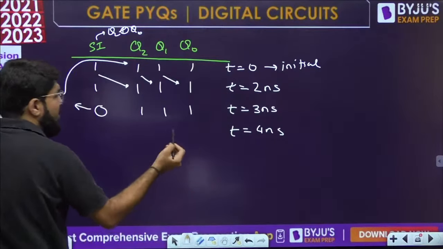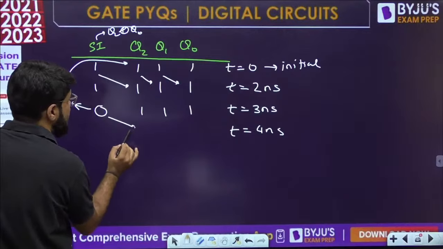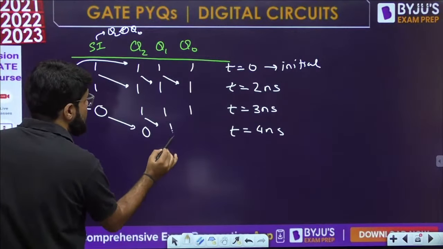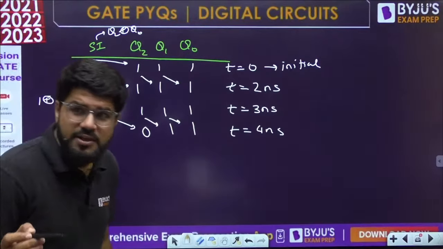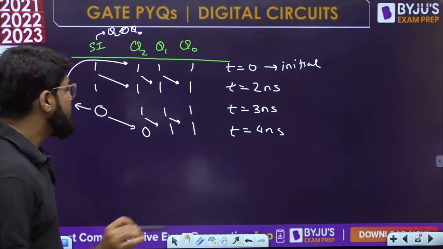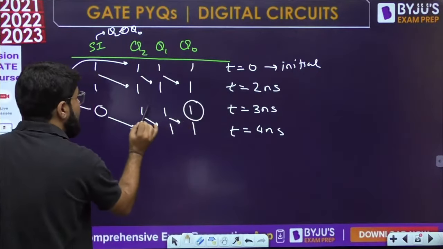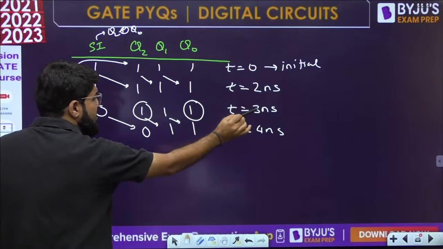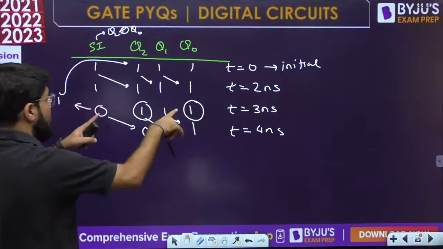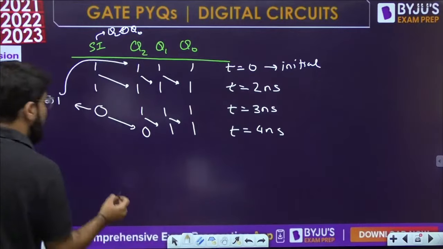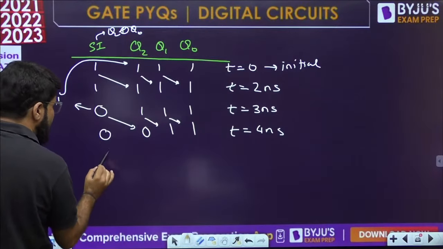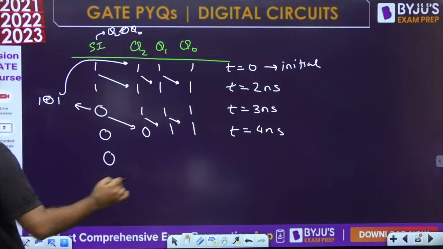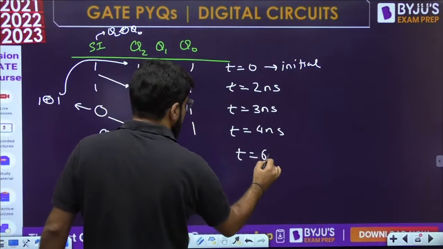So the register will update, and the register is nothing but a right shift register. So this will update 0, this will update 1, this will update 1. At T equal to 4 nanoseconds the shift register is updated. But here the XOR gate output of 1 and 1 has arrived, so the next calculation will start. The XOR of 1 and 1 is 0, that will not change, and it will come at T equal to 6 nanoseconds.